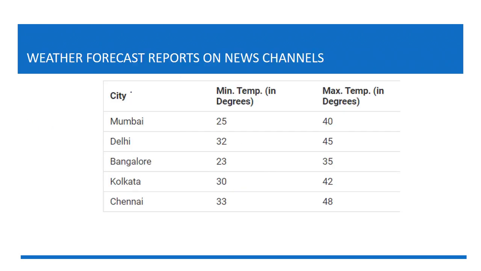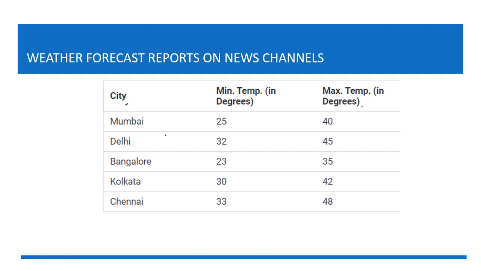You have already come across this kind of forecast in news channels or newspapers. Here, it is a tabular representation of the data. They have given the city's minimum temperature in degrees as well as maximum temperature in degrees. They have selected 5 cities, that is Mumbai, Delhi, Bangalore, Kolkata and Chennai, and presented the minimum temperature as well as the maximum temperature.